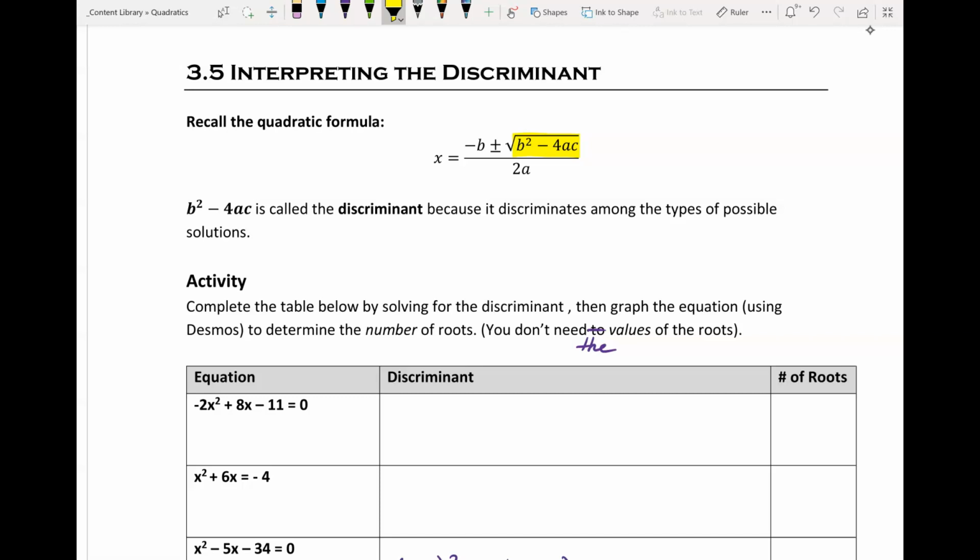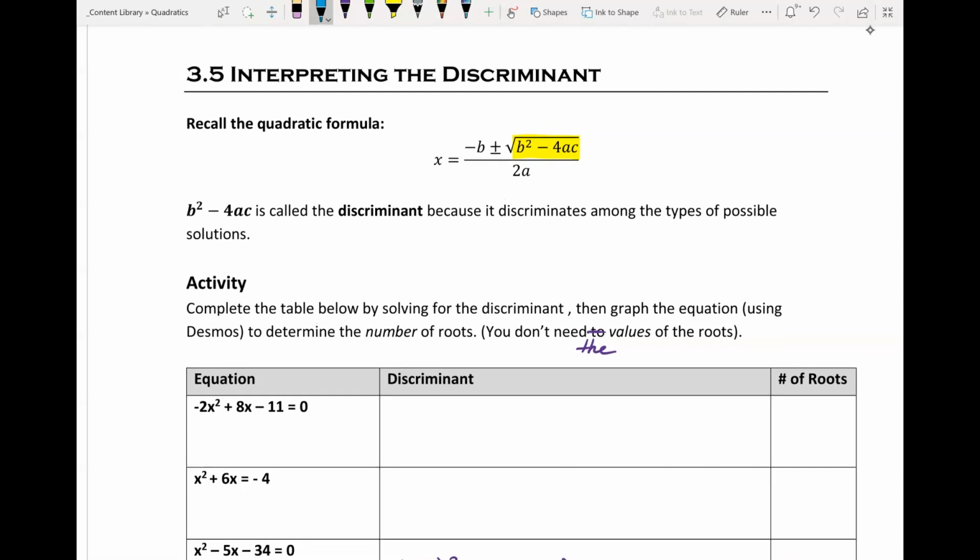So typically a parabola can have one solution, two solutions, or no solutions. That's where your graph will cross the x-axis. Now we're going to use this discriminant to determine the number of roots in the graph. But we're going to do this by finding the discriminant and then graphing the equation using Desmos to determine the number of roots. So we don't care about the value of those roots, you just know how many roots there are.